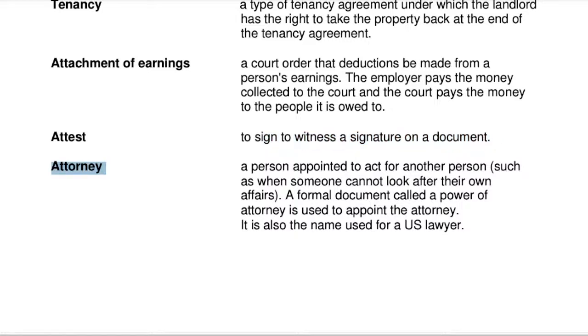And attorney, a person appointed to act for another person, such as when someone cannot look after their own affairs. A formal document called power of attorney is used to appoint the attorney. It is also the name used for a United States lawyer.